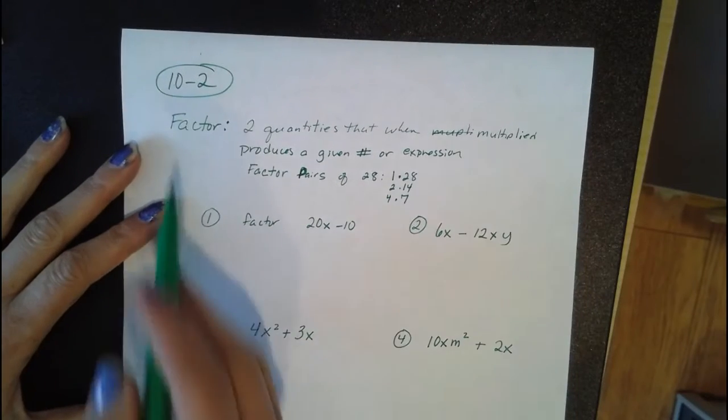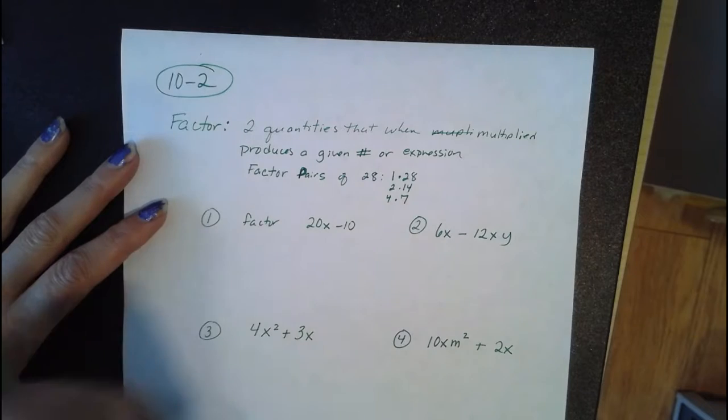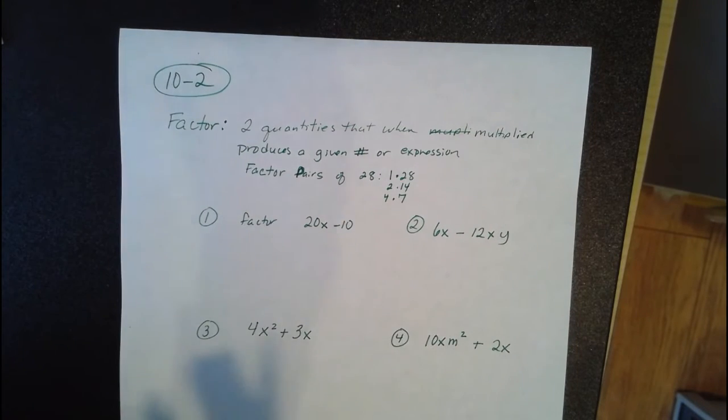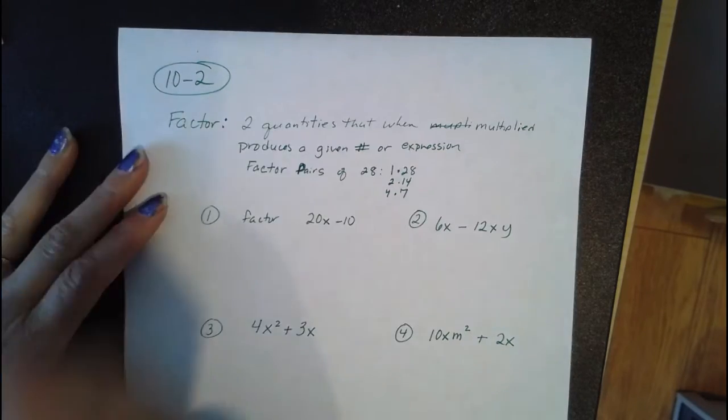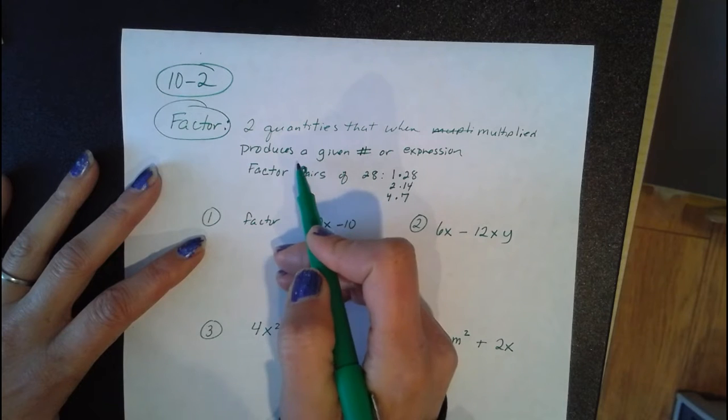Hey, this is 10-2 in our book. I skipped this lesson when we were going through topic 10 because it's kind of working backwards. We do everything in math working forward and working backwards. And you already know factor, that word. It's two quantities that when multiplied produce a given expression.